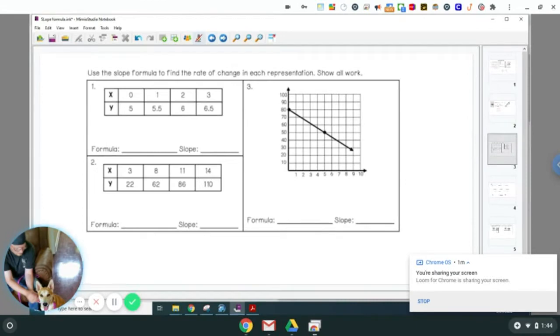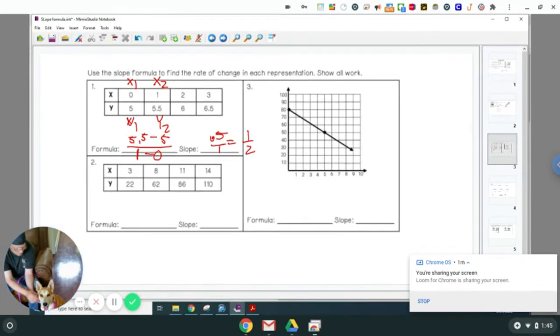So here's an example. So we have x and y. So this would be x2. And so this is x2. I can make this y2. So this would be x1 and this would be y1. So we're going to do 5.5 minus y1, which is 5, over x2, which is 1 minus 0. So then you get 0.5 over 1, which equals 1/2.